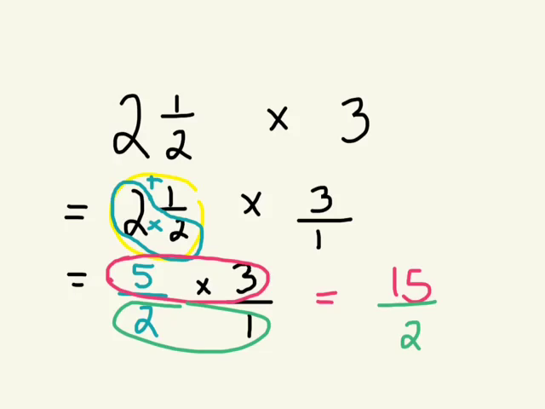This is an improper fraction. Let's put it into lowest terms, okay? How many times does 2 go into 15? 6. 6 times 2 is 12. 7. Good. 7 times 2 is 14. So how many do we have left over? 1. So 15 over 2 is the same as 7 1/2 or 7.5.